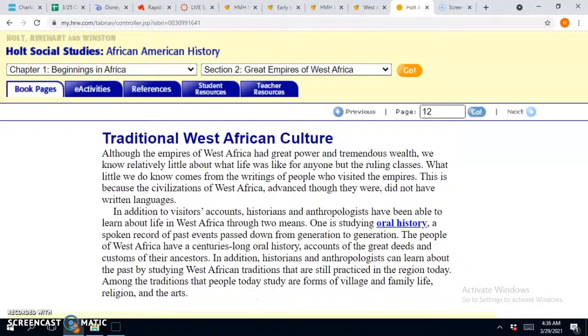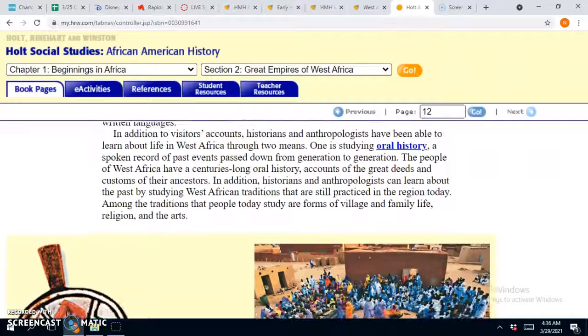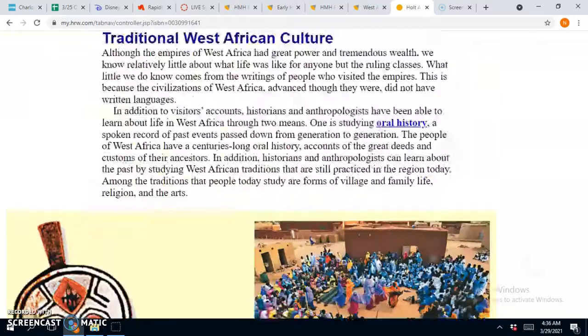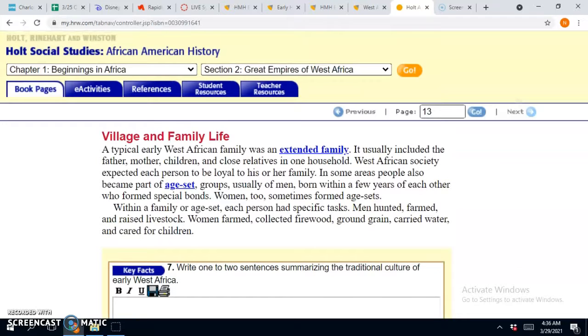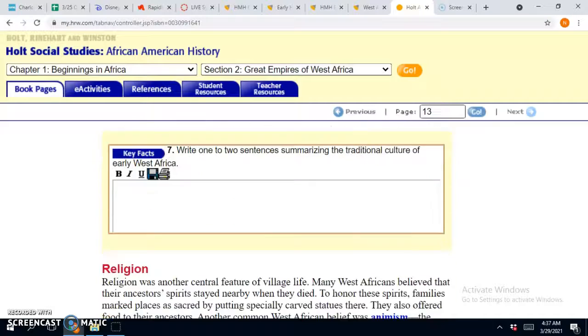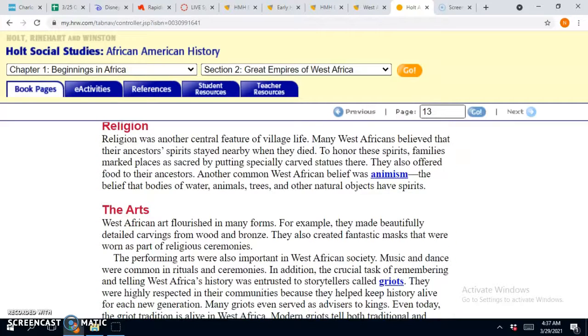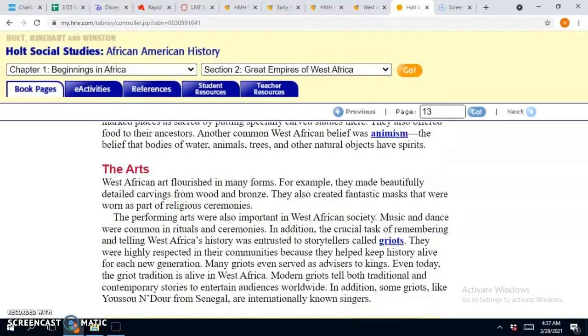And there's one of the definitions of oral history. Sample artwork. Here are definitions of extended family and age set. Again, you would pause that right here and write down the definition. You'd have the definition of animism and griots. This is basically like spice for the three kingdoms of Africa.